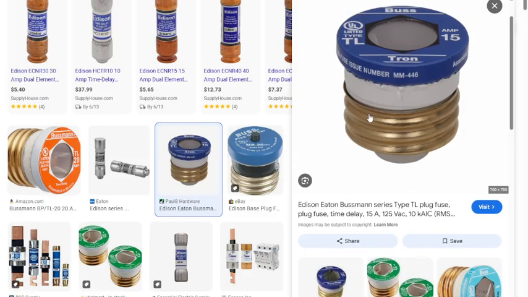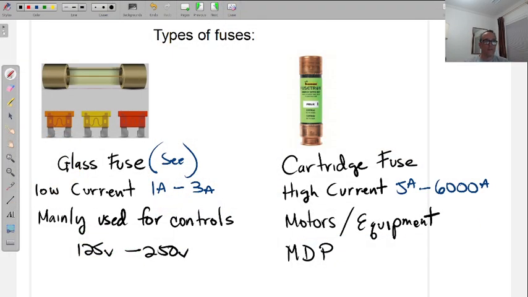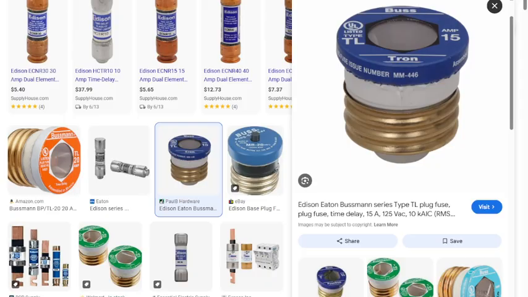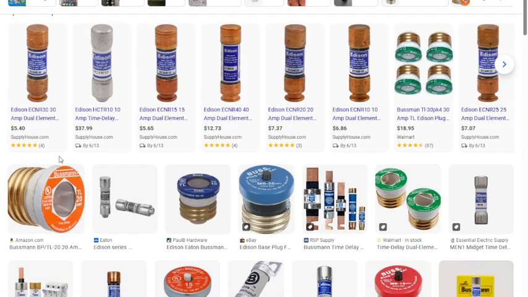Because that little thread right there, the screwing in on that fuse, is the same size as a standard light bulb, and a standard light bulb's thread is called an Edison base. It's called an Edison base because of Thomas Edison, you know, the light bulb and all that fun history. Now this fuse, I don't think you're going to run into this in an industrial or commercial setting unless maybe it's an old building or something like that.